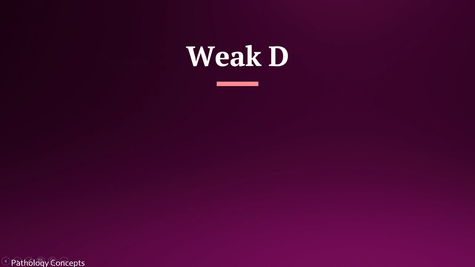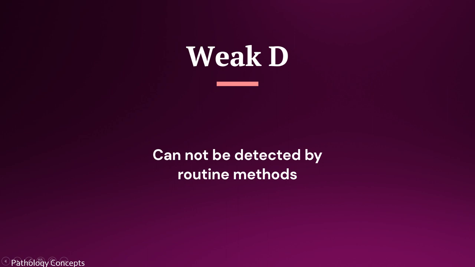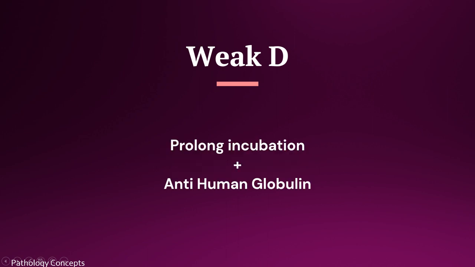Weak D antigen is a phenotype where the D antigen is weakly expressed on the red blood cells, and this antigen cannot be detected by routine methods. However, the demonstration of this weakly expressed antigen can be undertaken by prolonged incubation and the use of anti-human globulin.